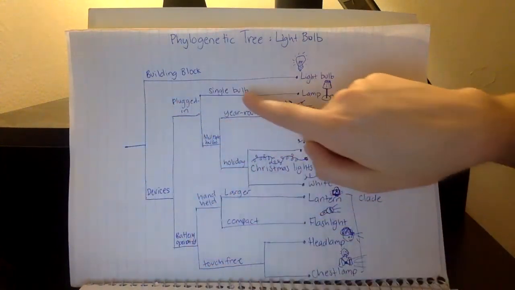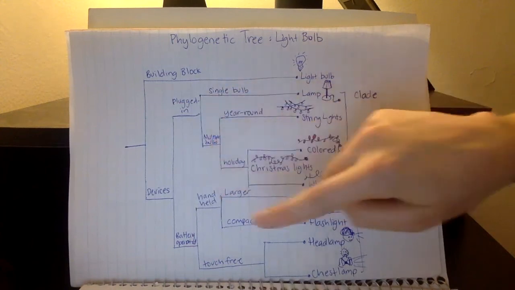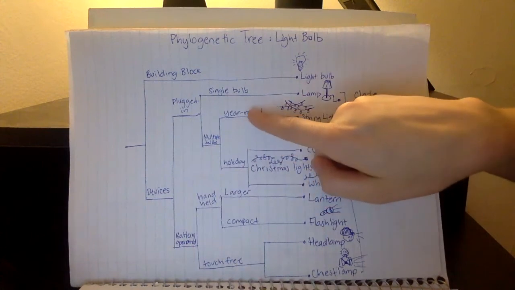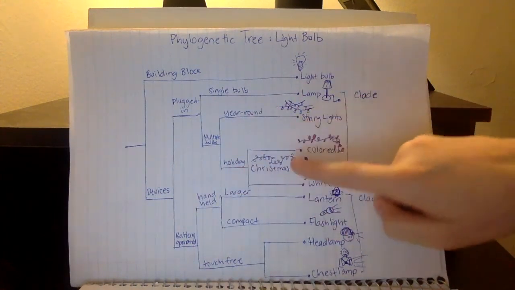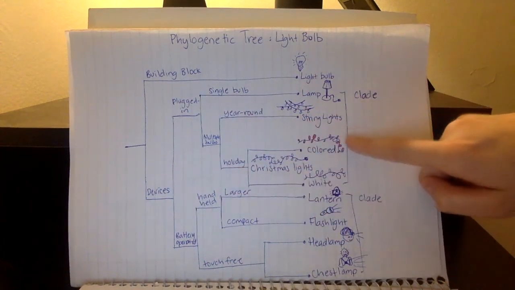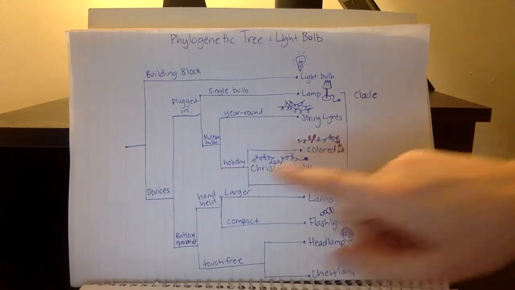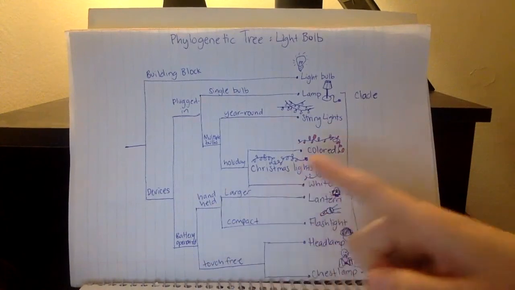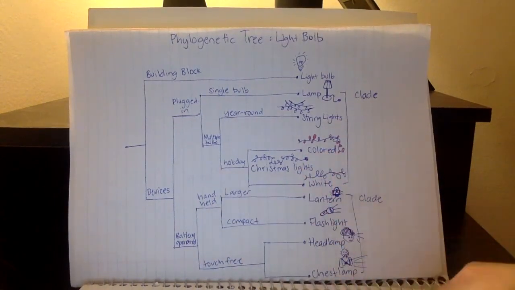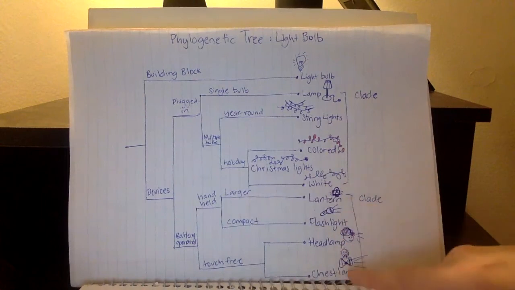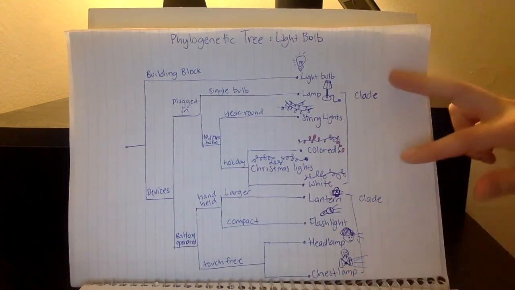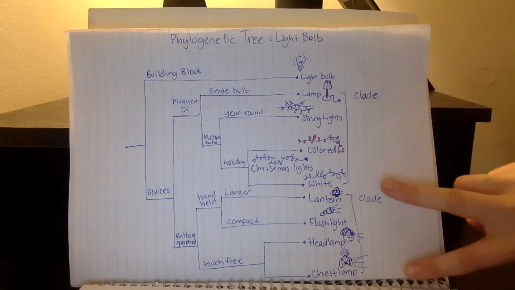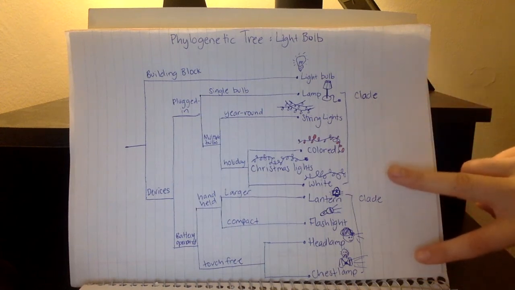The plugged-in devices split off into single bulb and multi-bulb, which are lamps and string lights, which diverge into year-round and holiday, which is string lights and Christmas lights, and then colored lights and white lights. Then we have battery-operated devices, which branch off into handheld and touch-free. Handheld include lanterns and flashlights, and touch-free include headlamps and chest lamps. The first clade is the plugged-in devices, and the second clade is the battery-operated devices.